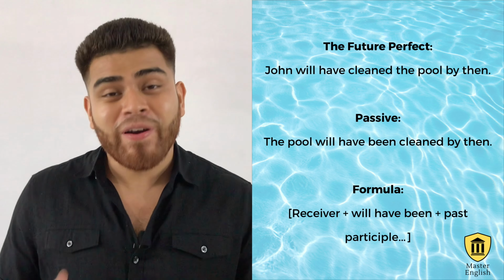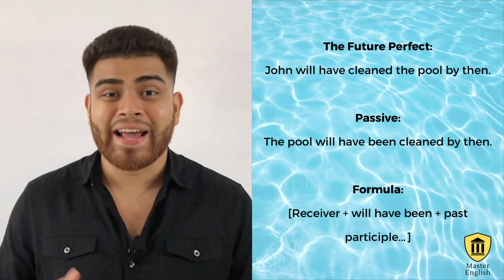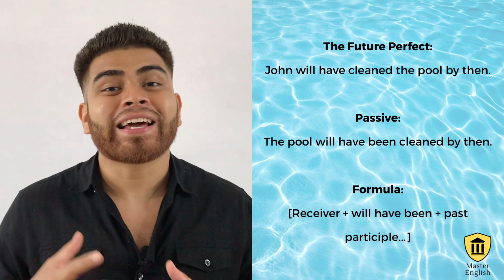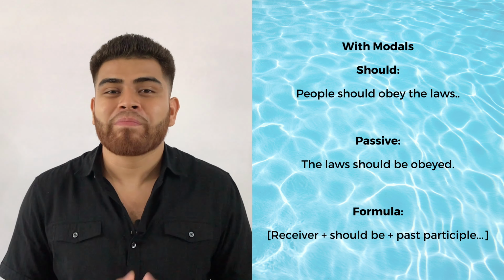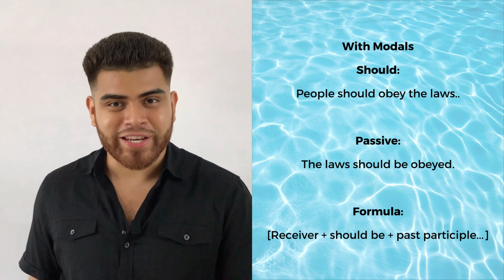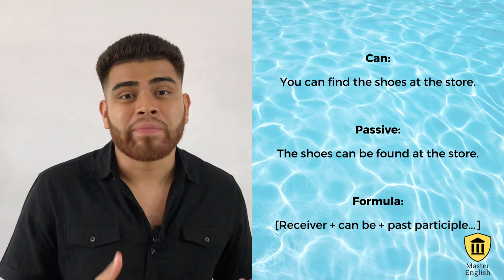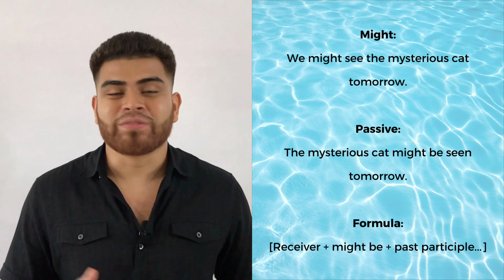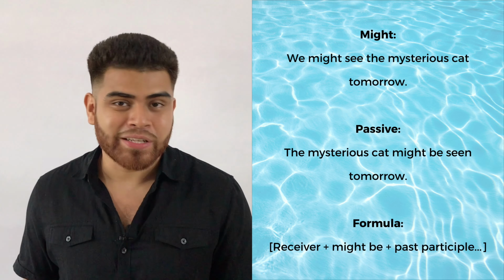The future perfect, John will have cleaned the pool by then. Passive, the pool will have been cleaned by then. With modals, people should obey the laws. The laws should be obeyed. You can find the shoes at the store. The shoes can be found at the store. We might see the mysterious cat tomorrow. The mysterious cat might be seen tomorrow.